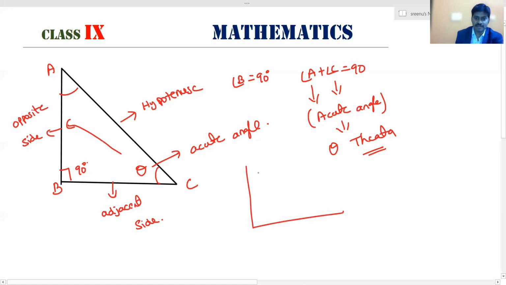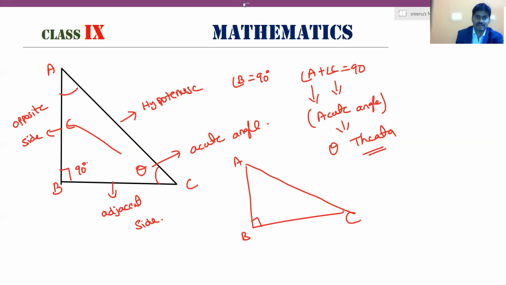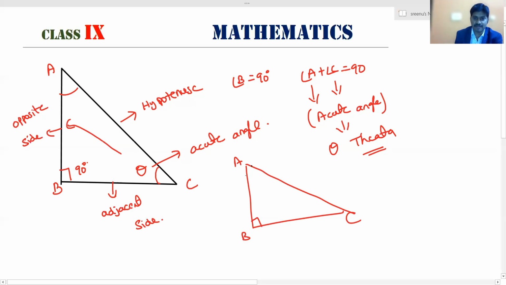Suppose I take with respect to A. If I consider A as the acute angle theta, then BC is the opposite side, and AB is the adjacent, we will write shortcut ADJ, and obviously AC is the hypotenuse. Always AC will be the hypotenuse, either A or C acute. So these are the names of the sides.